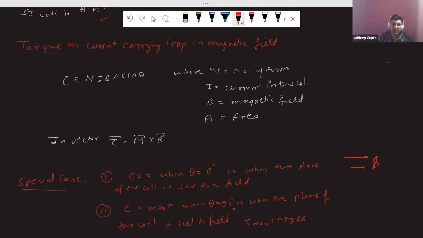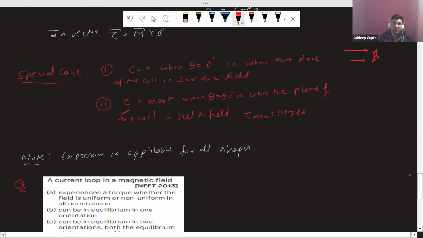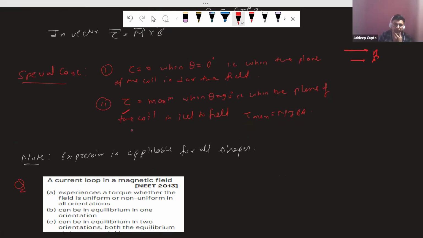When theta is 90 degree, the plane of the coil is parallel to the magnetic field like this, so the area vector will be perpendicular. Hence, the torque will be maximum. Just remember, theta is the angle between the area vector and the magnetic field. Don't get confused. So the maximum torque is NIBA. And this expression is applicable for all shapes, whether it is a circular coil or a rectangular coil. Try this question.